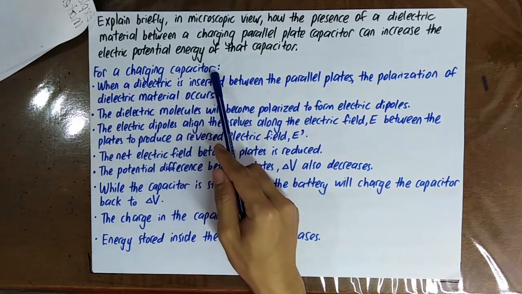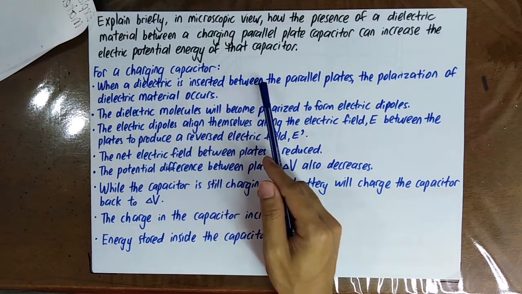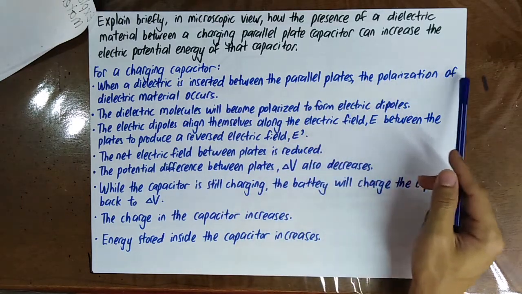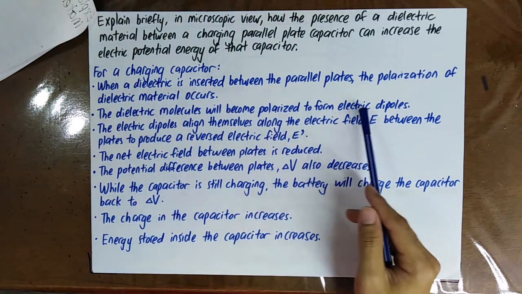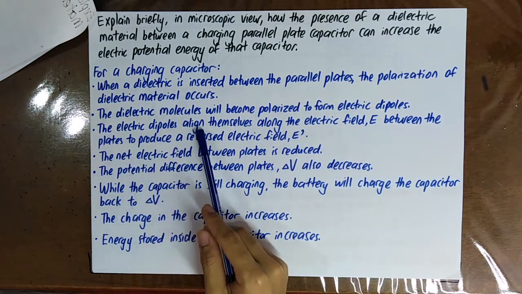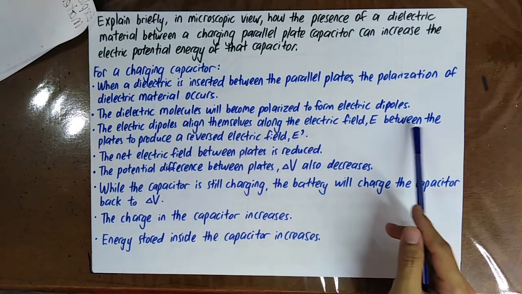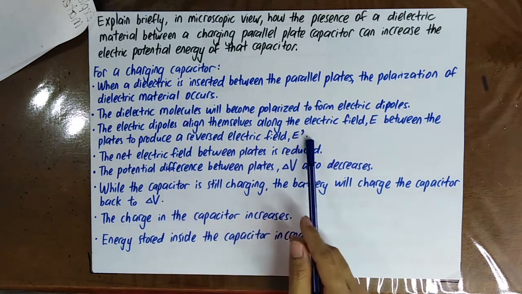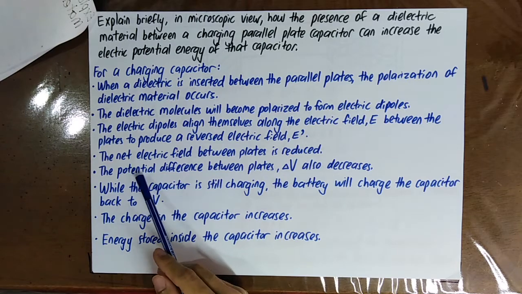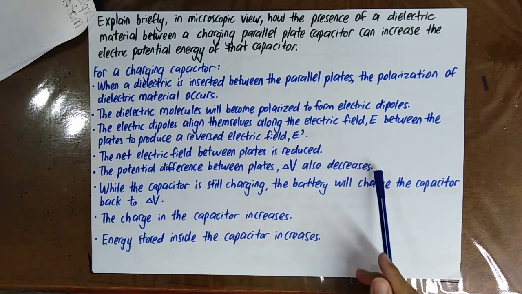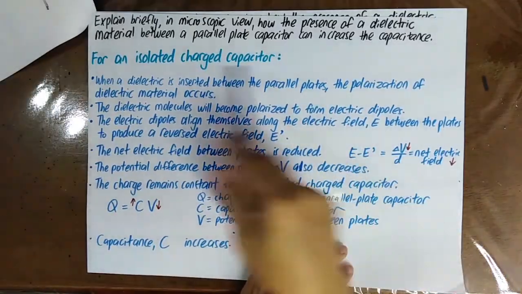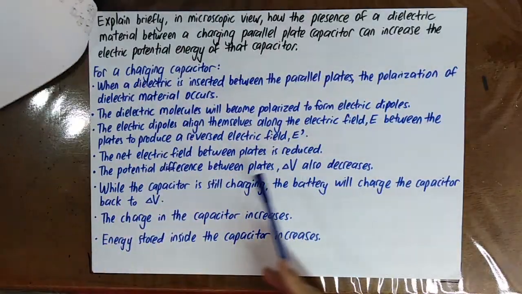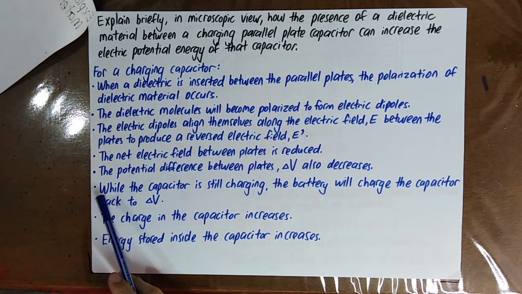Okay, for a charging capacitor, when a dielectric is inserted in between the parallel plates, the polarization of dielectric material occurs. The dielectric molecules will become polarized to form electric dipoles. The electric dipoles align themselves along the electric field between the plates to produce a reverse electric field, and then the net electric field is reduced so that the potential difference between the plates is also reduced. Until now, this is exactly what you have learned just now. But then, from this point onwards, the explanation slightly differs.